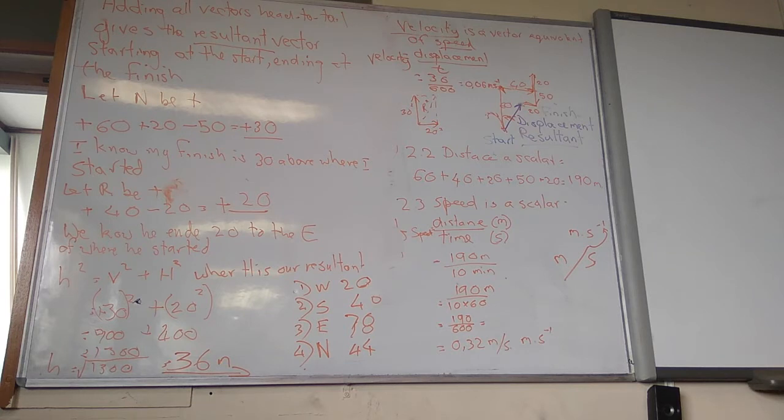So for your distance, you just add them all. 20 plus 40 is 60, plus 78, plus 44. Very good. Now there was a 20 at the end of the first problem. Our problem only has 4. That's very right.